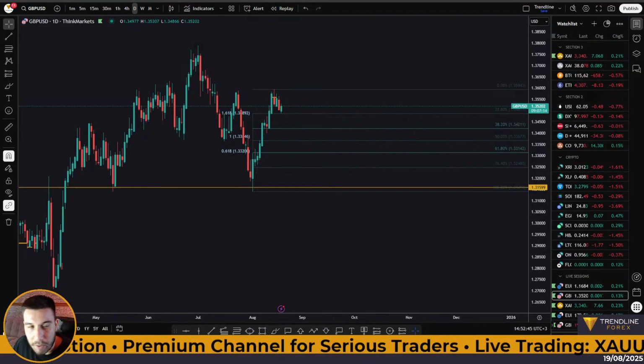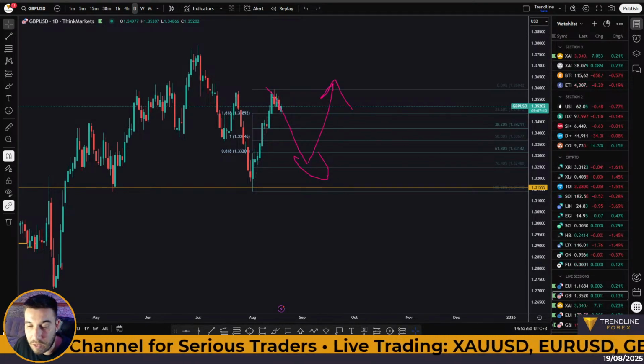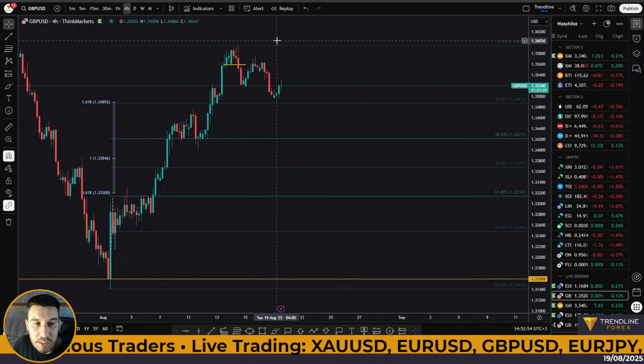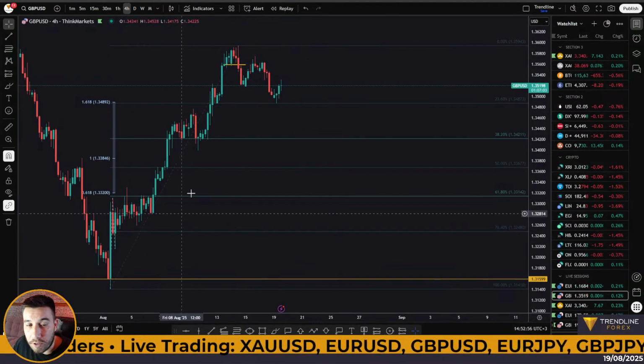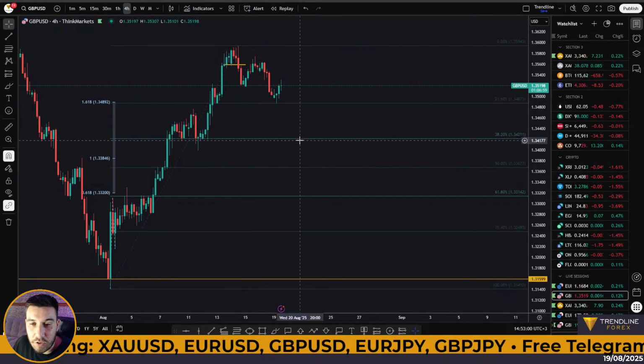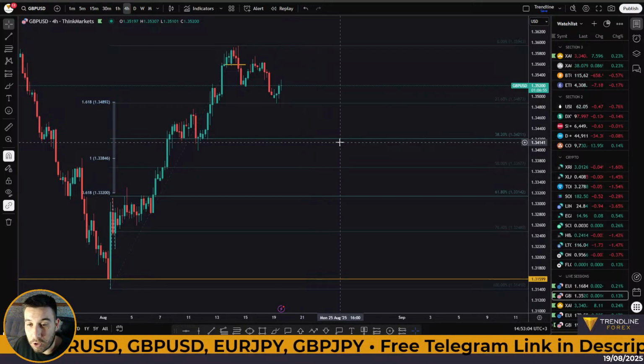I wouldn't actually expect for price to come all the way down here. Of course, I would be expecting instead of that to see a continuation higher. Now this is the daily time frame. So as you can see, I've got the Fibonacci retracement on this most recent move right here, and the 38.2 level, the Fib retracement level, is down at 1.3420.